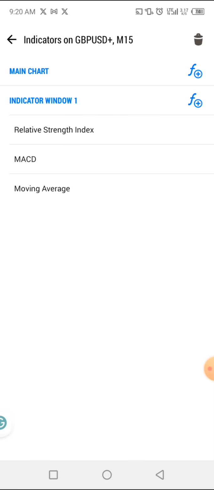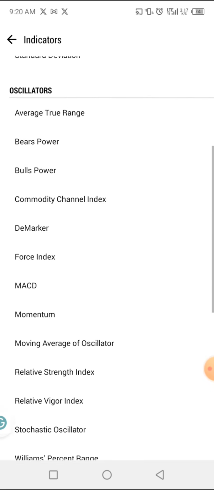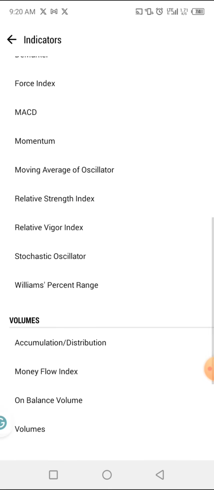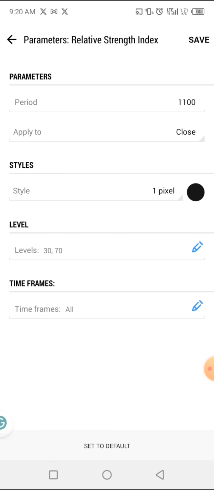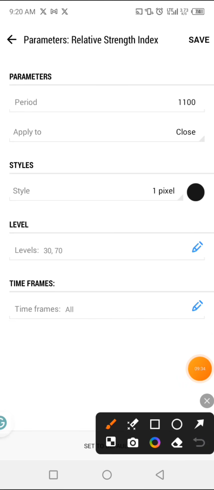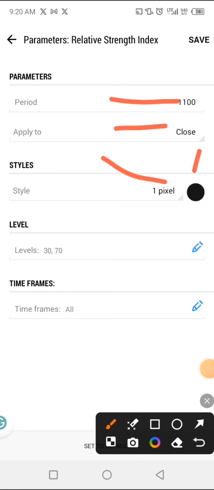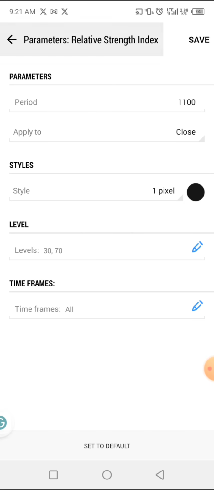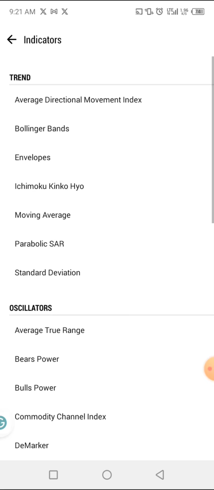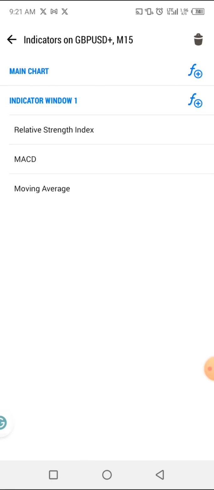You go to your indicators window, you look for your relative strength index. When you find your relative strength index, these are the parameters: your period is 110, apply to close, then style 1 pixel, color black. In your levels, 30 and level 70. Once you have all of this figured out, you click on save and you're going to have your indicator.